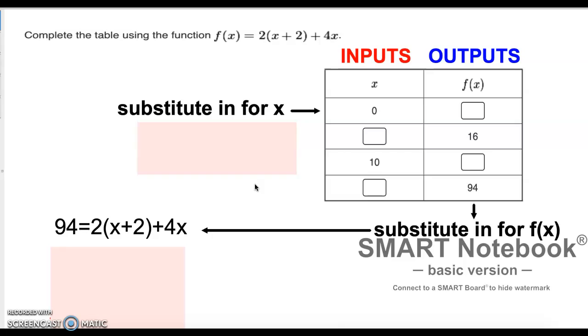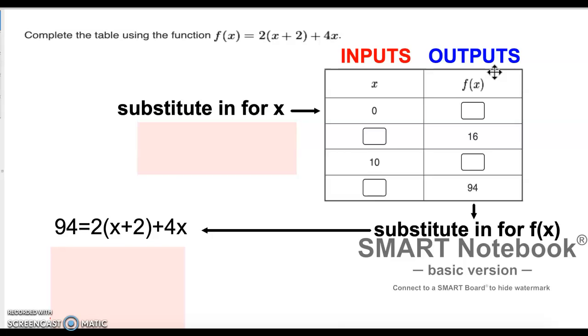All right, here's another question about evaluating functions. So this says complete the table using the function f of x is equal to 2 times the quantity x plus 2 plus 4x. So in our table here, it looks like we have x and f of x as our two headings for the table. So remember, our x values are our inputs. Our f of x values are our outputs. They're like our y values, but we're using that function notation.